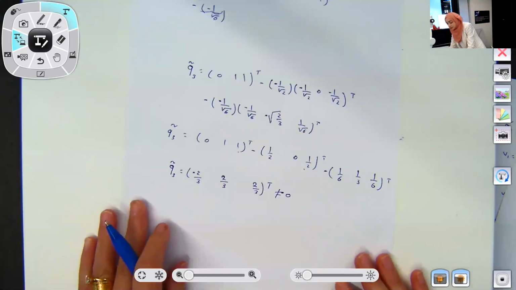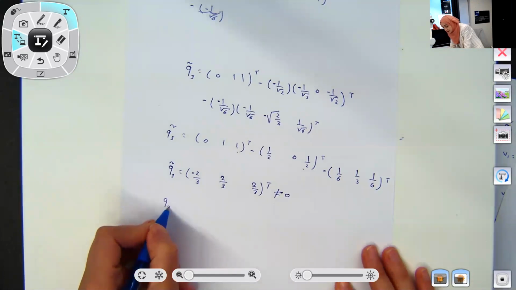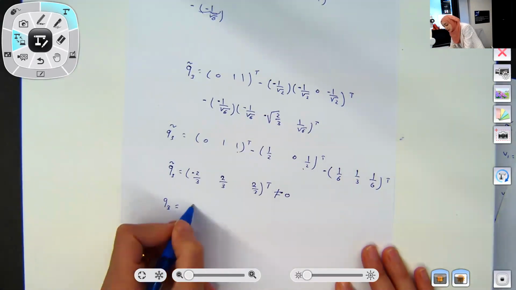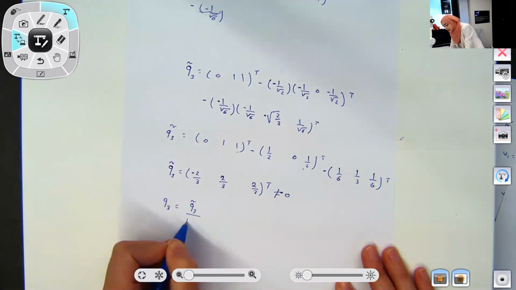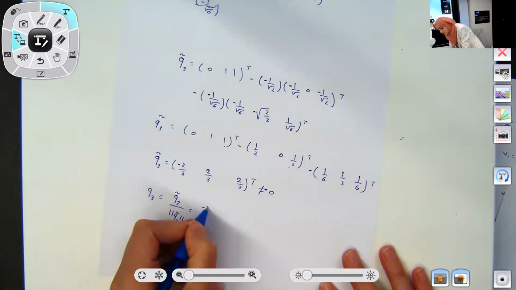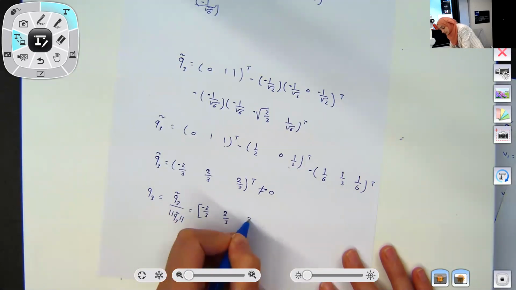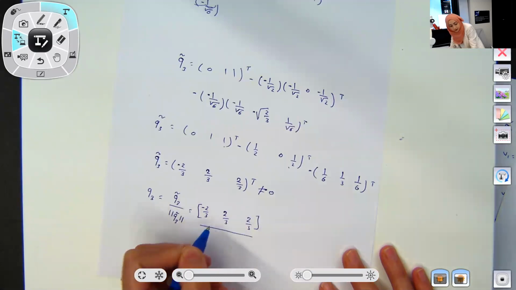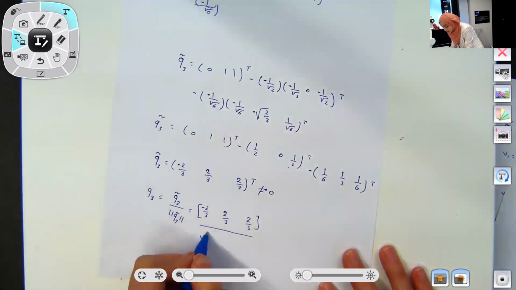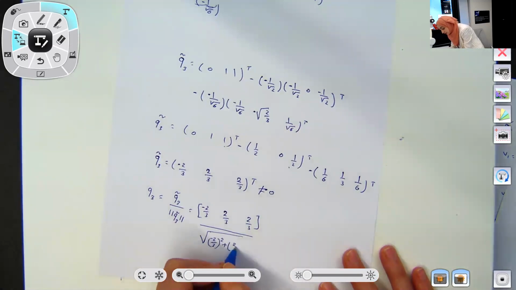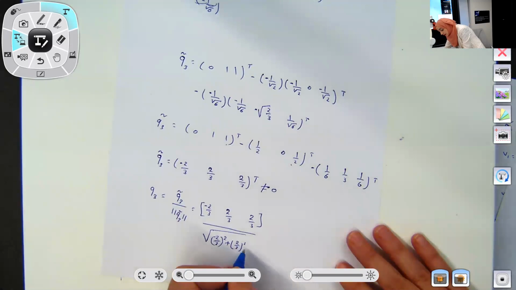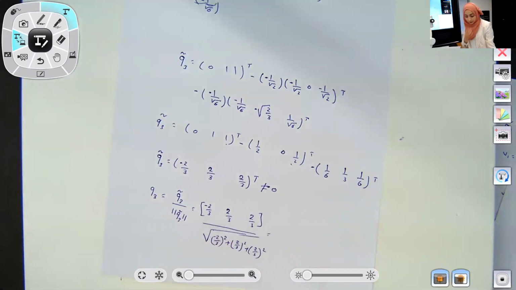So we need to find the value of Q3, the same thing: Q3 equals Q3 tilde divided by the norm of Q3. This is equal to the vector minus 2 over 3, 2 over 3, and 2 over 3, divided by the square root of minus 2 over 3 to the power 2, plus 2 over 3 to the power 2, plus 2 over 3 also to the power 2. Okay?